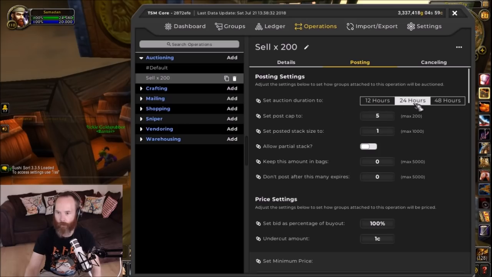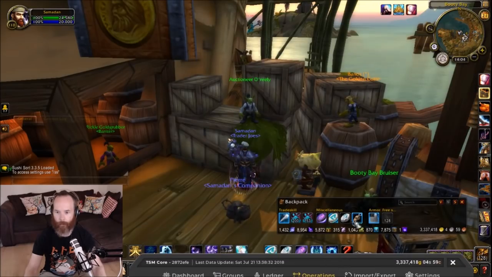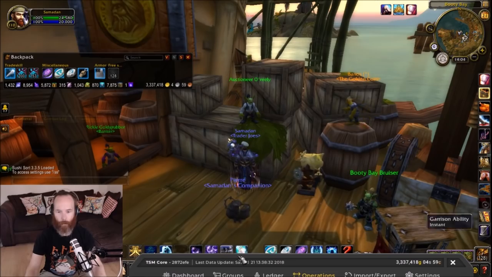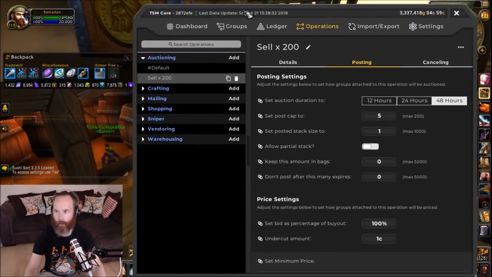So you can choose your auction duration between 12, 24 and 48 hours. I would look at something like this and think, okay, how often am I going to want to repost it and how often do I think it's going to sell? Because obviously if I put it on for less time, then it will be cheaper to post. So for this instance, we're going to go with 48 hours. Now if I bring up my bag, if I move that down and see my bag, it's helpful to have the item you want to post visible so you can look at the tooltip for the item.